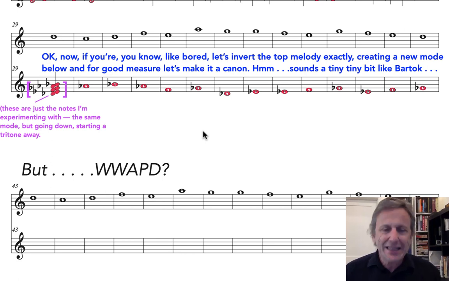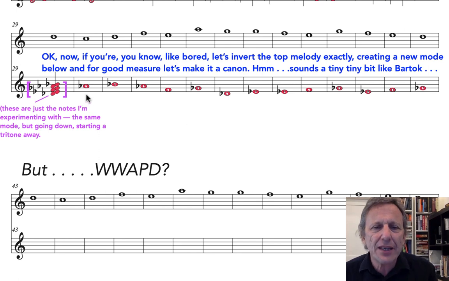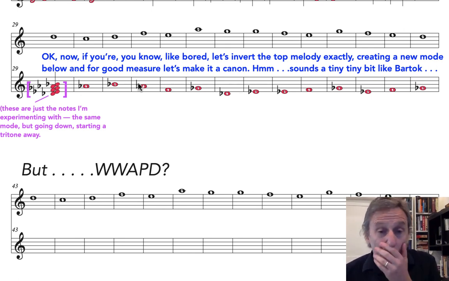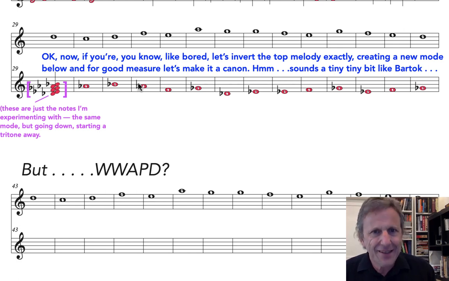You're just bored. Take this melody. And now these red notes down here are an exact inversion of this, but an exact inversion. So this goes down a whole step. This goes up a whole step. Whoa, and it starts a tritone away. Here's the top melody. And here's the bottom melody. Can you hear that? What happens when you put them together? I don't know. Let's experiment.